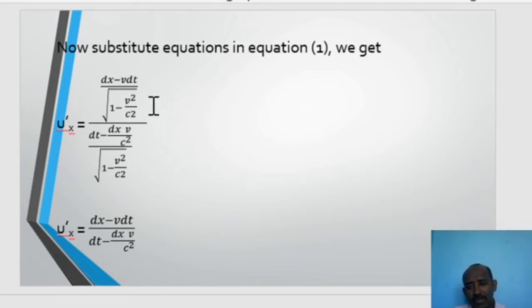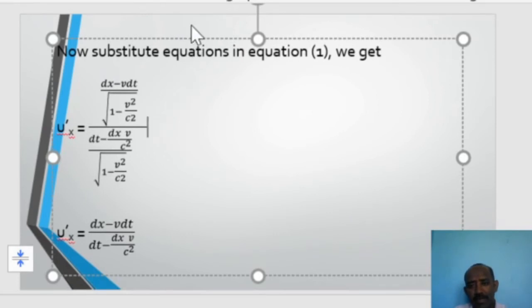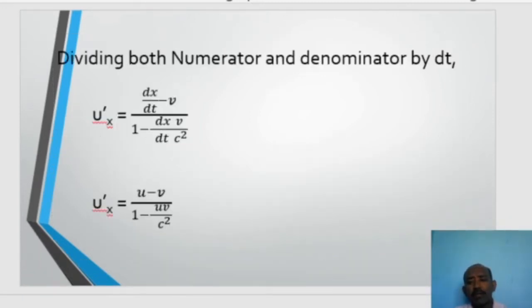By seeing this, we can easily say the denominator term root of 1 minus v square by c square gets cancelled, and the remaining term is dx minus v into dt by dt minus dx into v by c square. Dividing both numerator and denominator by dt, we will get the expression dx by dt minus v by 1 minus dx by dt v by c square. Here we are substituting for dx by dt. dx by dt can be written as u. So now the expression becomes like this.